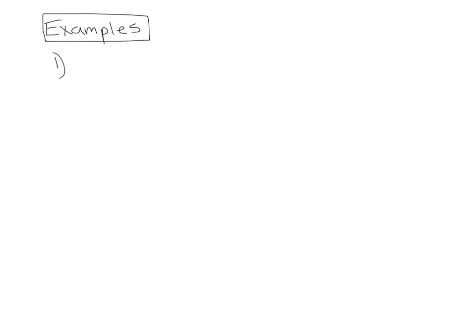Okay, number 1, let's go with 2x over 5 plus 1/3 equals 10. Okay, so the first step, if you look at your steps, the first step is factor the denominators. Well, can this be factored? No. Okay, so I can't really factor this time.